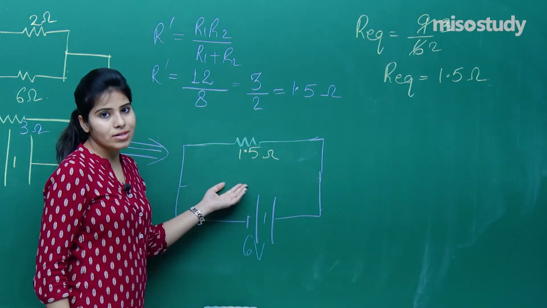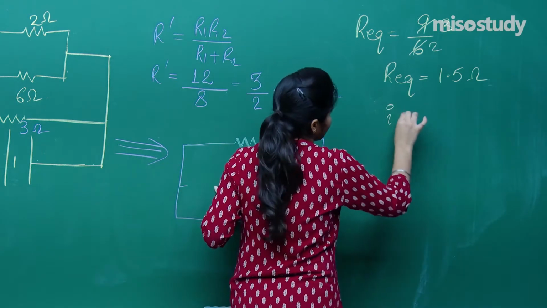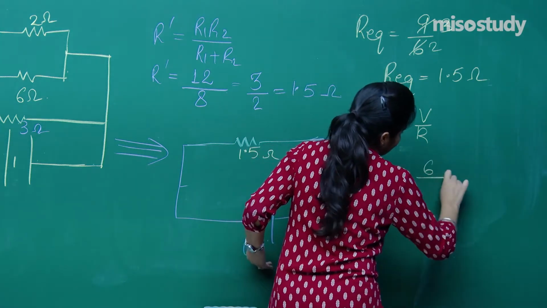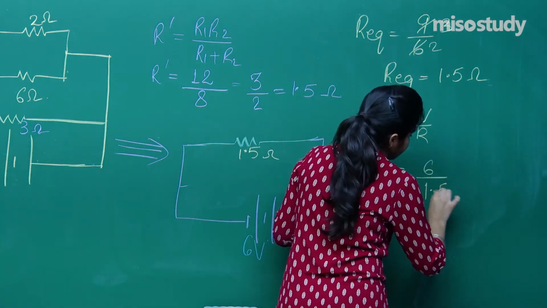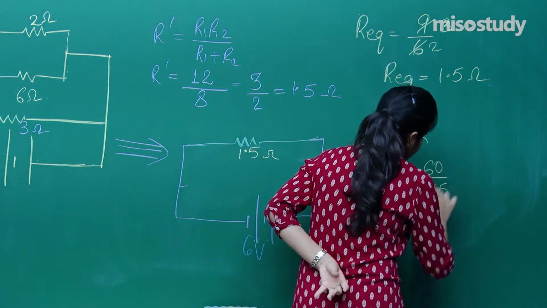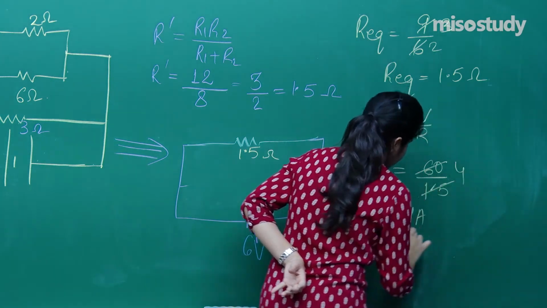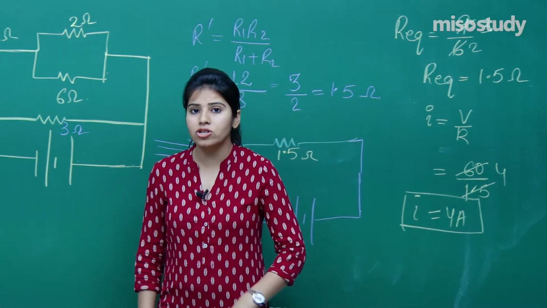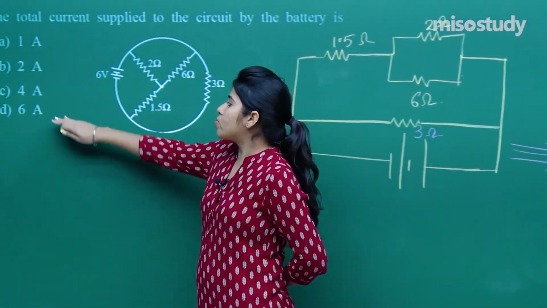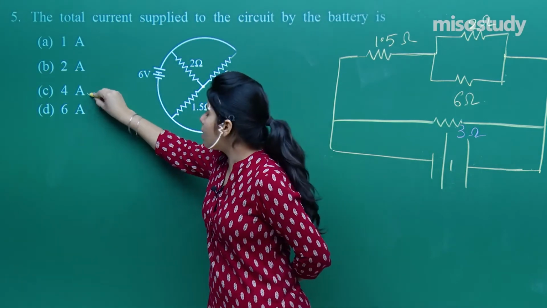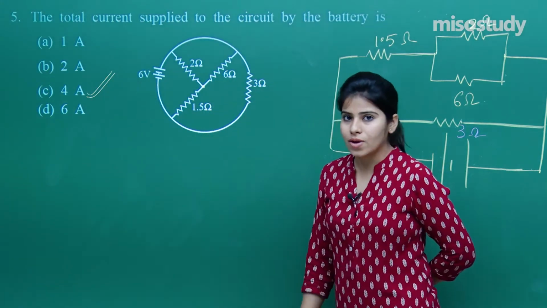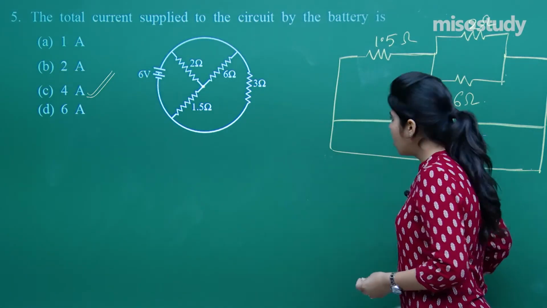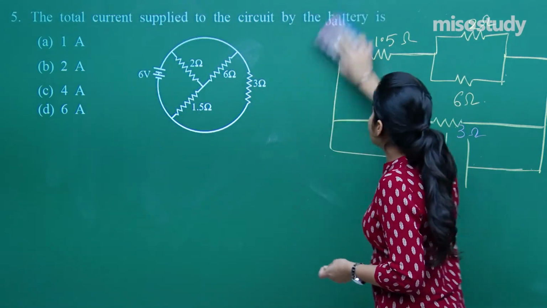Definitely you can find out the current in this circuit now. I equals V upon R. Your V is nothing but the 6 volt and the R is 1.5. So your I has come out to be 4 ampere. And this we have to check whether it is available in the options or not. So yeah, I can see that option number C is 4 ampere. So this is the correct answer for the question, right? What we have to do is just simplify the circuit and nothing else. This question was very simple. We will now be moving towards the next question, that will be question number 6.